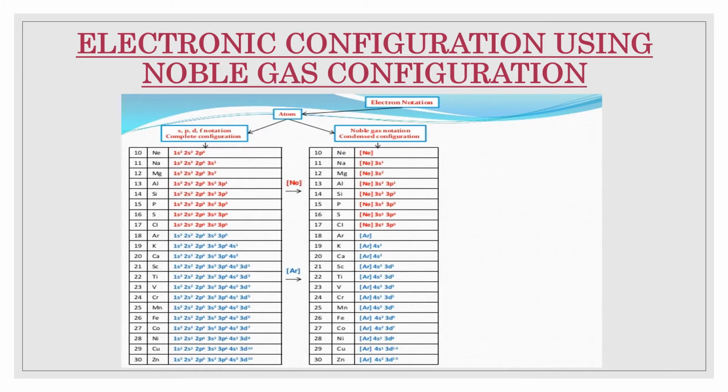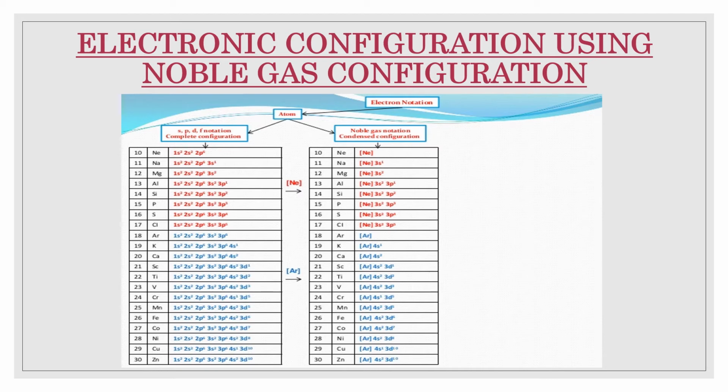On the basis of noble gas configuration, we can also write the electronic configuration of elements using the noble gases. So what are noble gases? First of all, you know the noble gases: helium with atomic number 2, neon 10, argon 18, krypton 36, xenon 54, radon 86. These are the noble gases, also known as inert gases, because they are highly unreactive in nature. So using these noble gases, we can also write configurations.